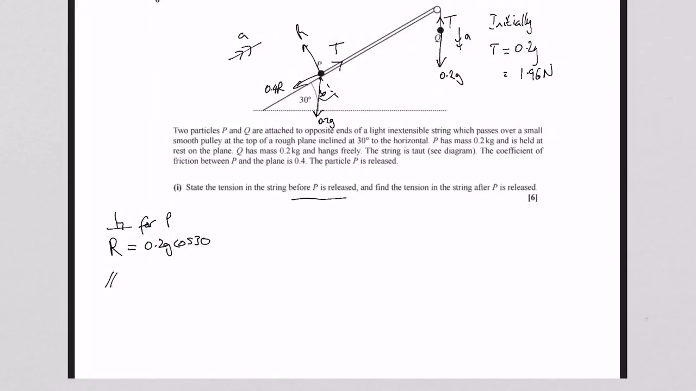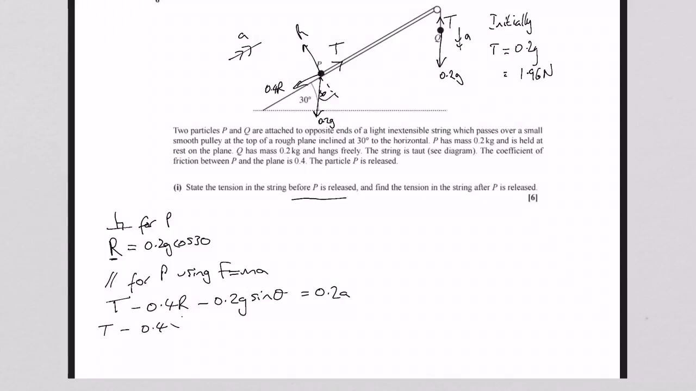We're going to resolve parallel to the slope for P using F equals ma. So take care, it's not going to be in equilibrium here. Forces up the slope are more than the forces down because it's accelerating up the slope. So we've got T pushing up, and then the ones pushing down are the friction and a component of the weight, and that's equal to ma. Right, what we could do now is eliminate this R using our equation up there. That can go in. So we've got T minus 0.4 times 0.2 g cos 30.